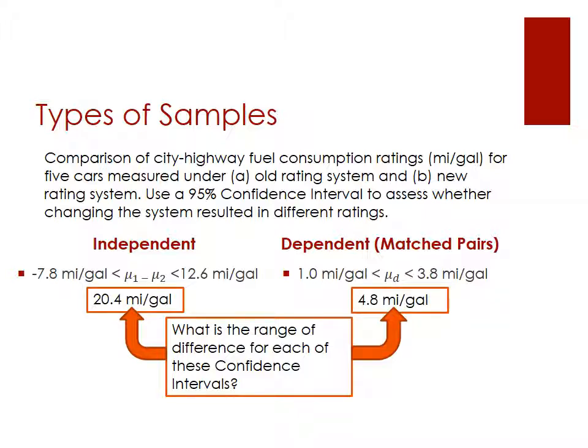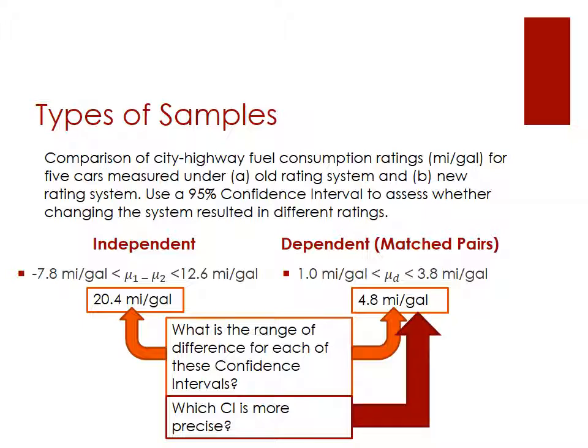Well, for our independent, it's going to be 20.4 miles to the gallon. For our dependent, it's 4.8. So, if we're looking at these, this is quite a serious difference in a range of difference, right? In magnitude. So, which confidence interval is going to be the more precise confidence interval? It is going to be the one from the dependent matched pairs. The space is smaller, meaning that it is more precise. The range of difference between the scores is smaller. So that is a more precise measurement.